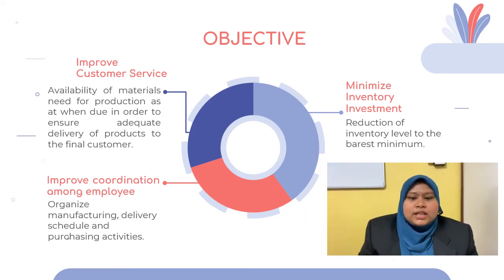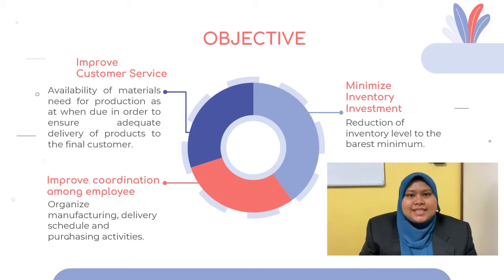Thirdly, the objective of MRP is to improve coordination among employees. For example, by organizing the manufacturing, delivery schedule, and the purchasing activity. It helps in achieving an uninterrupted flow of the inventory through the production line. It also enhances the efficiency of the production system.